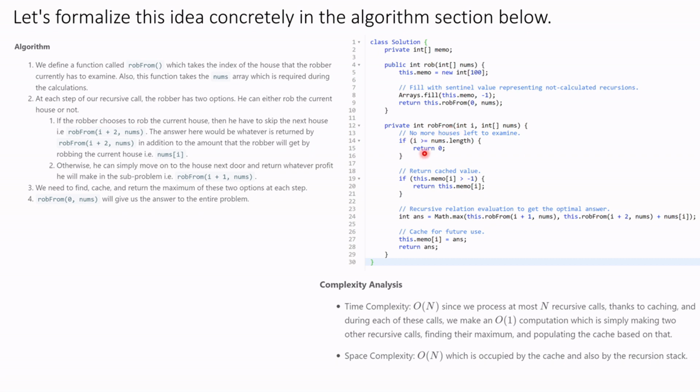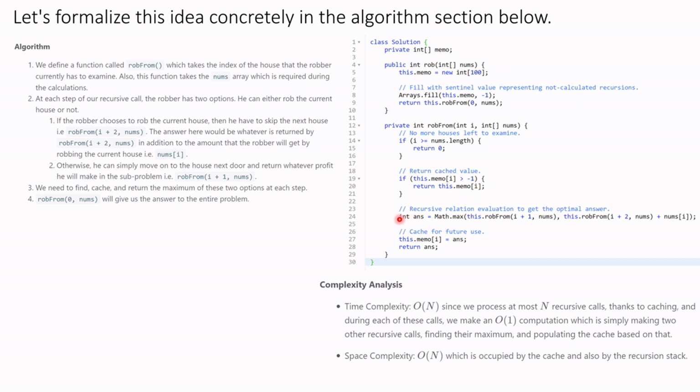So what is the base case? If i is greater than or equal to nums length, it means we are at the end with no more houses left to examine, and that's why we will return 0 here. We do not have houses left. Next, if this.memo[i] is greater than -1, it means it is not the initial value, we have already calculated it, so we will return that value.